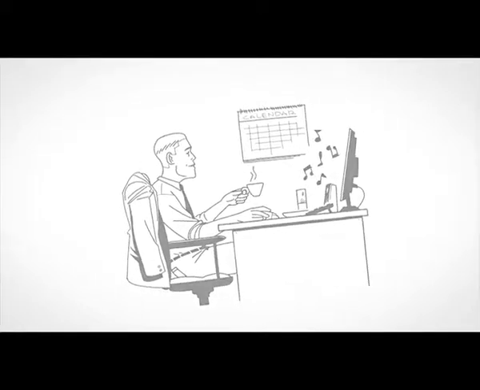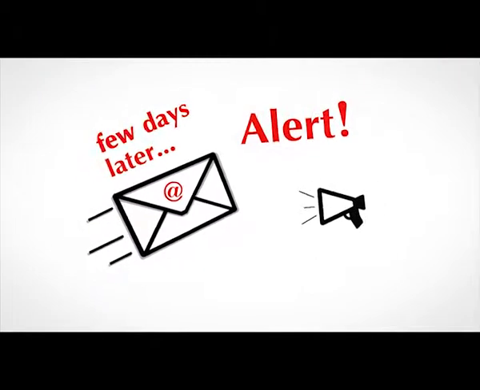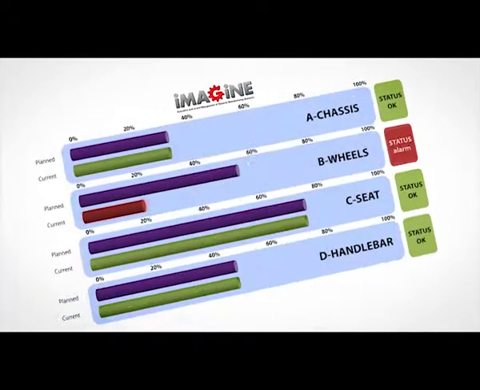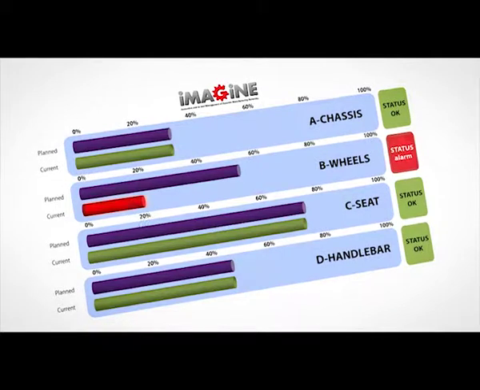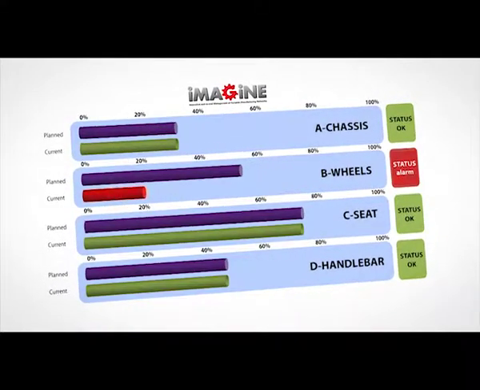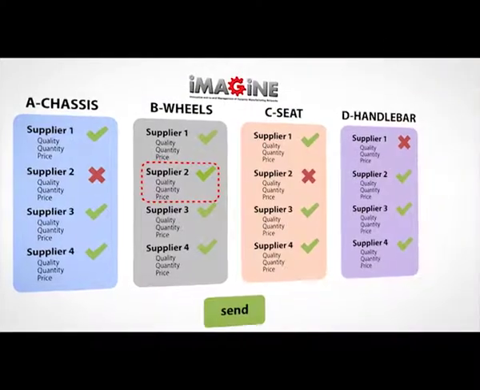A few days later, Mr. Goodworth receives an alert concerning the production. He enters the Imagine platform, navigating to the network production monitoring screen, displaying the progress indicators of the manufacturing process. The Imagine platform shows a warning indicator next to the supplier whose production is behind schedule.